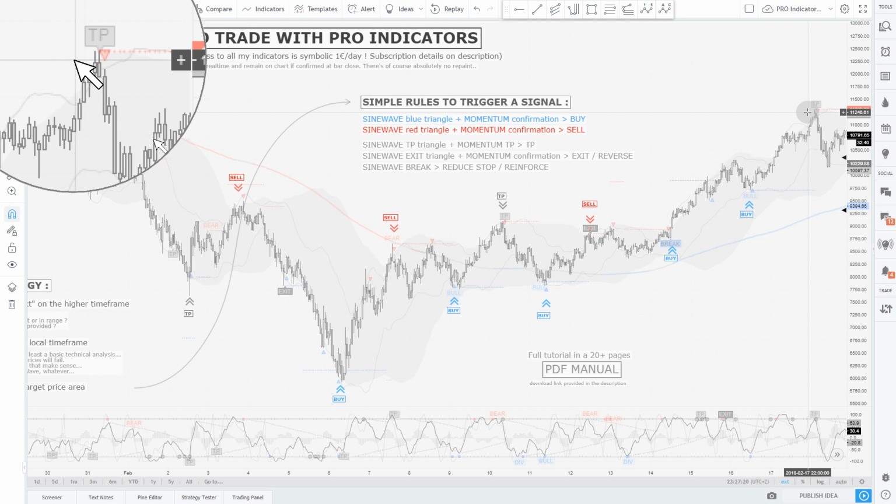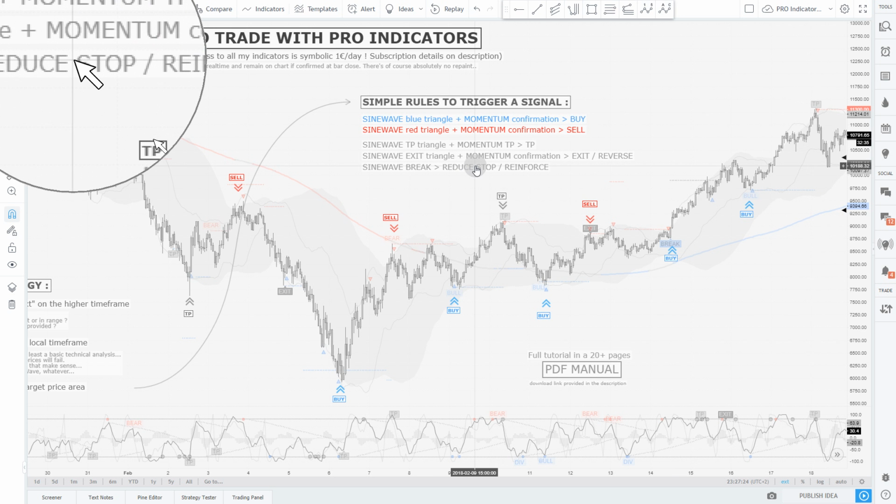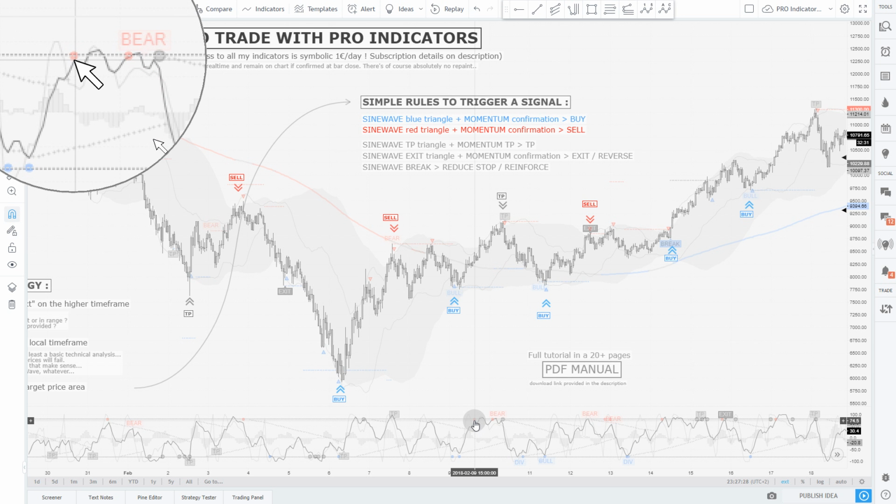Now there is, of course, invalidation of that signal, and you have it right there. For example, you've got bullish momentum that is overbought, meaning that the bulls have pushed the price far enough and could potentially lose their hold on the price.